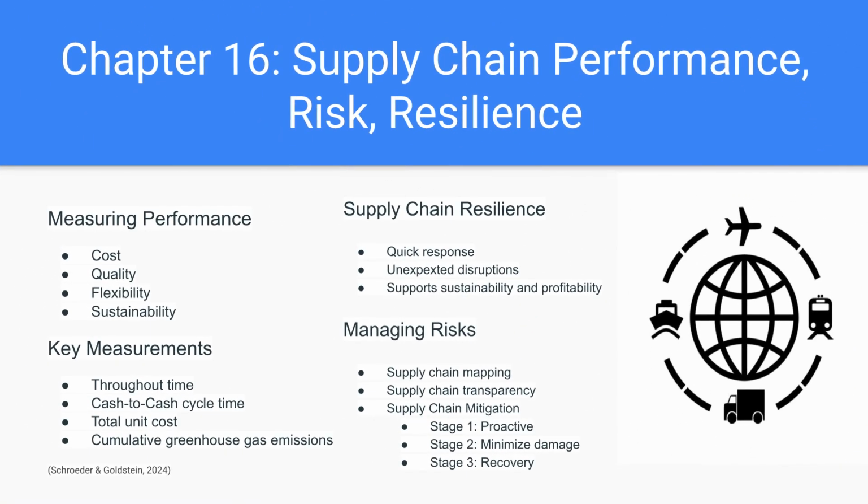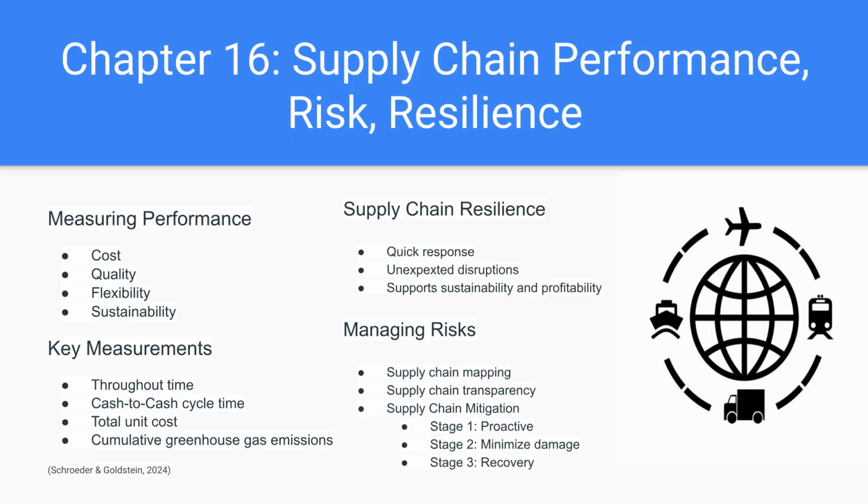Chapter 16 focuses on supply chain performance, risk, and resilience. Measuring performance focuses on cost, quality, flexibility, and sustainability. Key measurements used to measure performance throughout a supply chain include throughput time, which measures how quickly the supply chain reacts to demand, cash-to-cash cycle time, which is how quickly a firm is paid relative to paying suppliers, total unit cost, which is the sum of all costs, and then cumulative greenhouse gas emissions, which measures the emissions created throughout the supply chain and its impact on the environment.